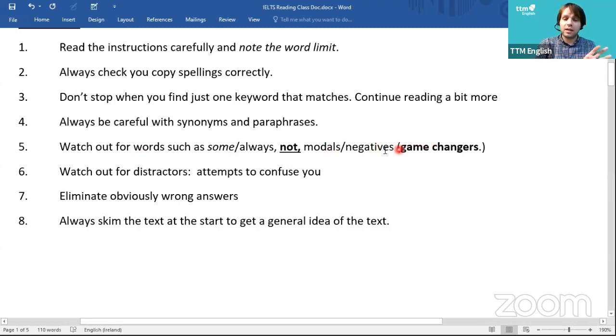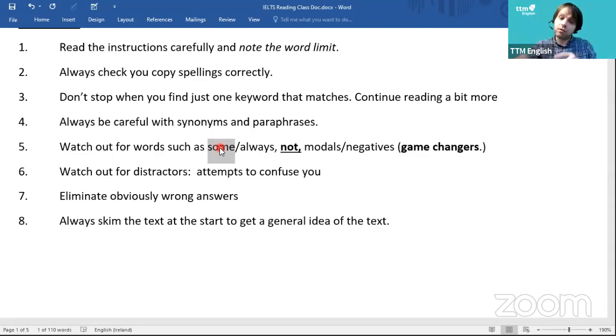We're not really going into this today, but I'm just trying to make sure we all understand there's things like modals, negatives, some, always. When you see those kinds of words, you've got to pay extra special attention. Don't just go past them, right? Reread those words and think a bit more carefully about those.